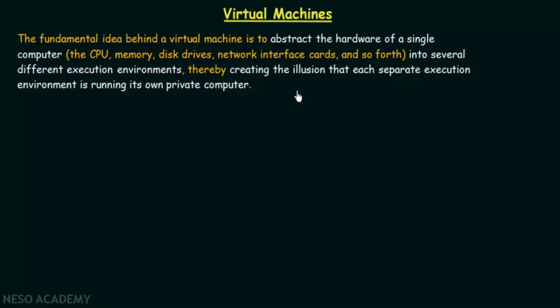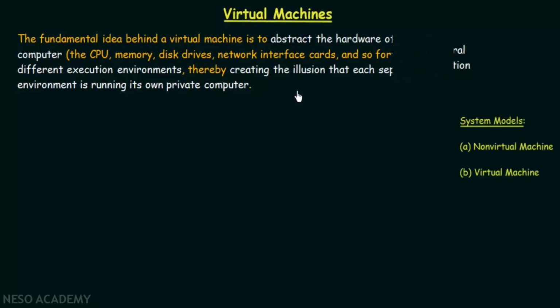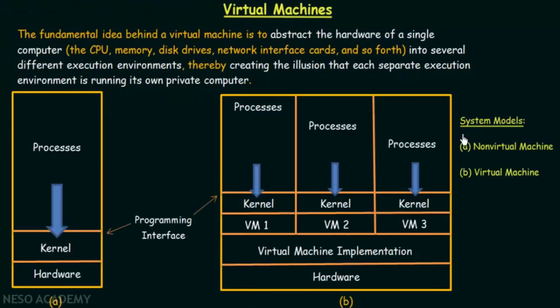Alright, now let's take a diagram to understand this in more detail. Here I have the diagram of two system models. One is a non-virtual machine, diagram A, and another is a virtual machine, diagram B. In a non-virtual machine, this is the normal system model, where we have the hardware, on top of which we have the kernel, and then the processes doing their own tasks.